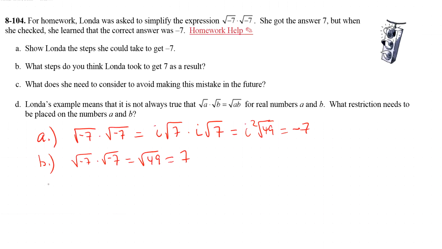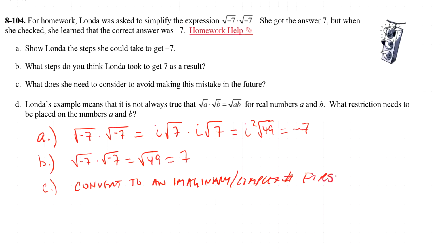Okay, so then C says, what does she need to consider to avoid making this mistake in the future? And that is convert to an imaginary, complex number first.